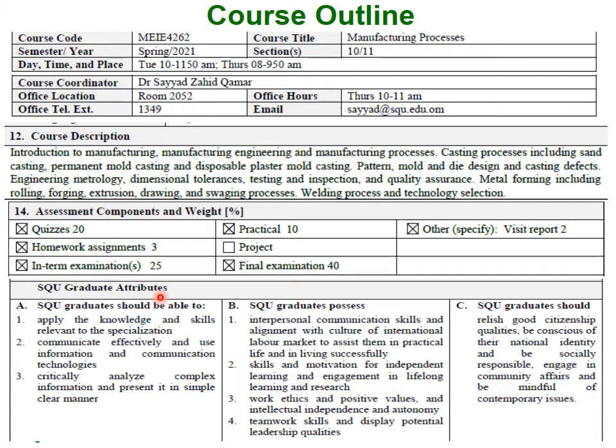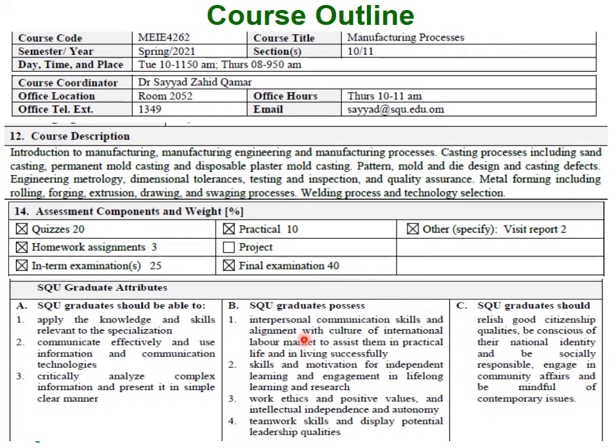Below that, this is from the SQU website, SQU graduate attributes. SQU feels that once you graduate from SQU, you should possess these A, B, and C, right? So apply the knowledge and skills relevant to specialization, if you are mechanical or civil or electrical or industrial. Communicate effectively and use information and communication technologies, and so on. So you see A1, A2, A3, B1, B2, B3, B4, and C, right?